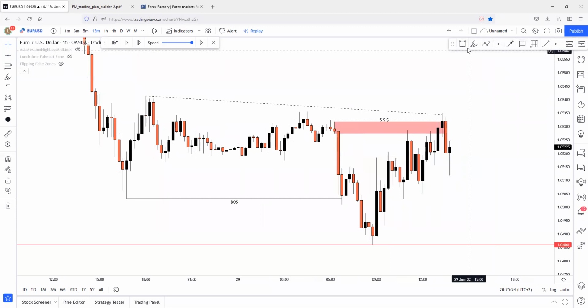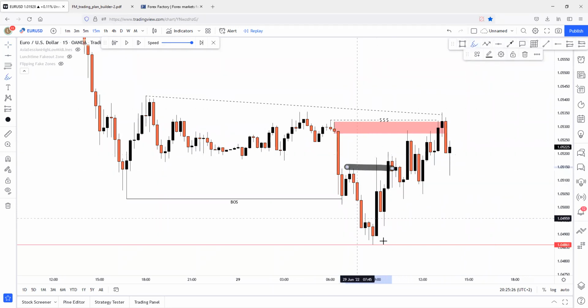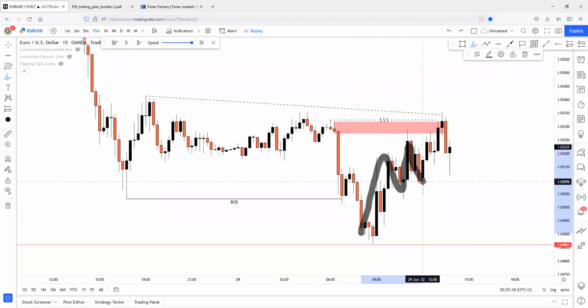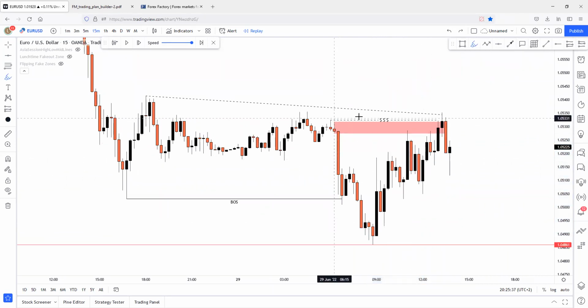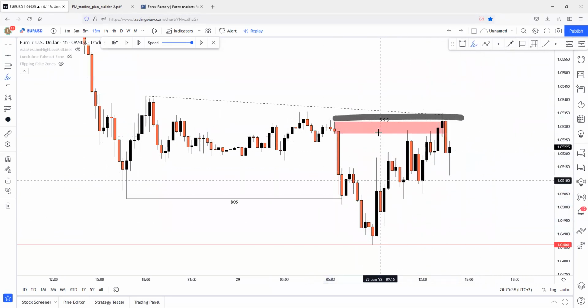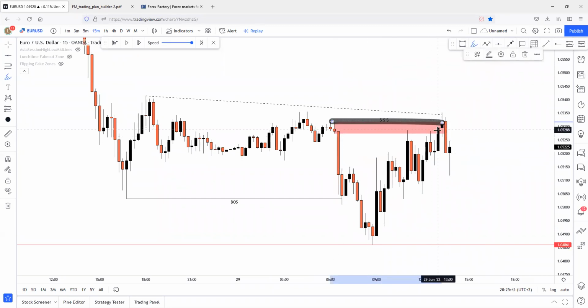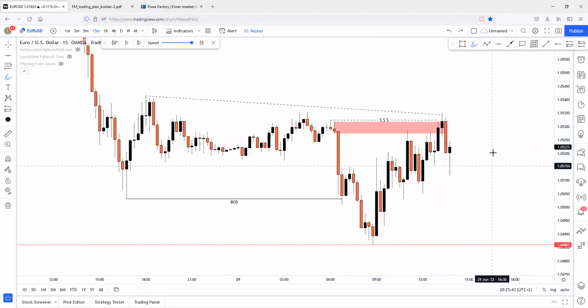So price has just changed character here to the upside, right? We know already that here was a demand tap. This was a demand tap. And we can see that price has changed character here to the upside and started the pullback, bullish order flow up to this supply zone. After this supply has been tapped and liquidity has been swept from above this supply, price has just changed character to the downside again on the 15-minute chart.